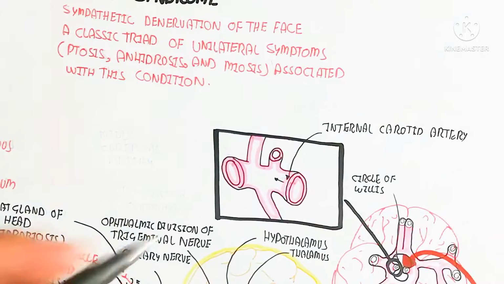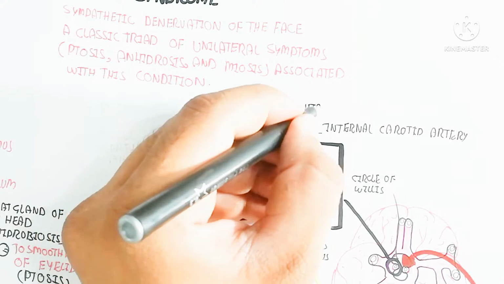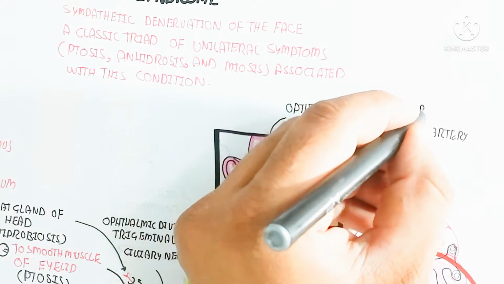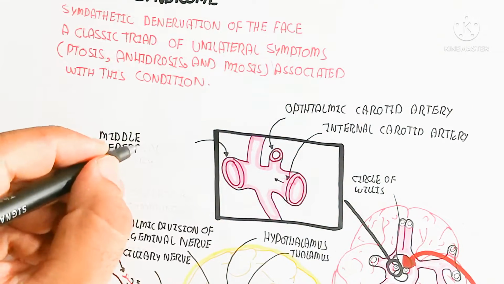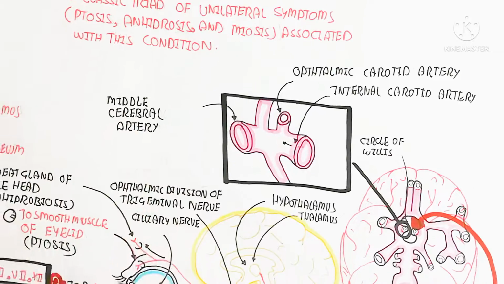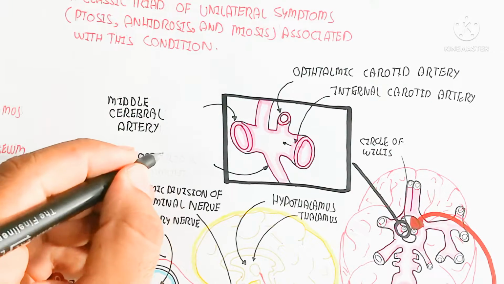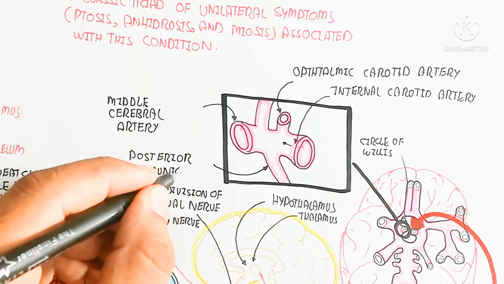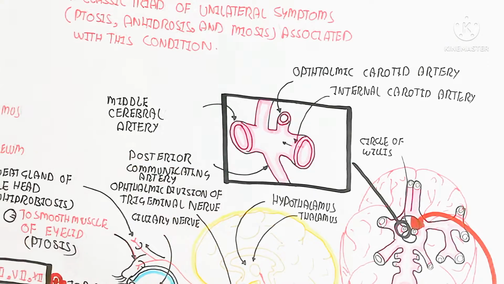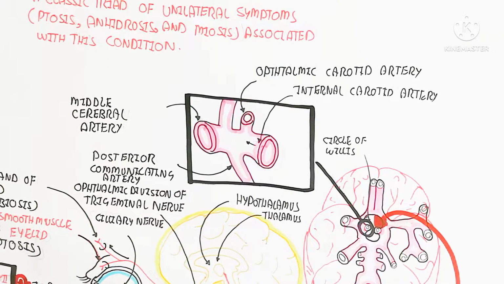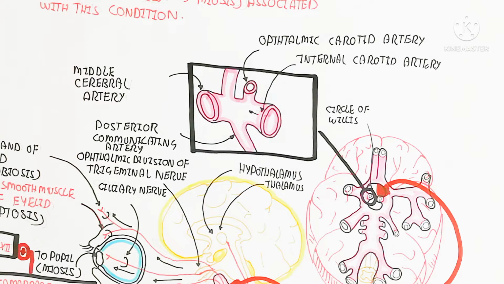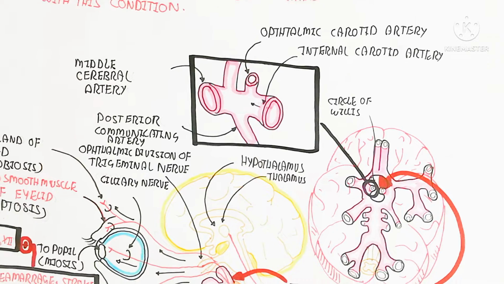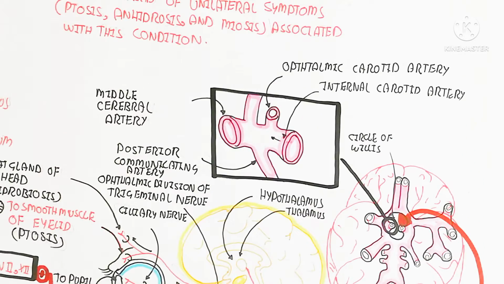So this is the internal carotid artery, and this is the ophthalmic artery, which supplies blood to the eyes. So the internal carotid artery and ophthalmic artery will be damaged. When this carotid artery is damaged, this is the middle cerebral artery and posterior communicating artery. So when this artery is damaged, it will lead to incomplete blood supply to the sympathetic chain of ganglion.